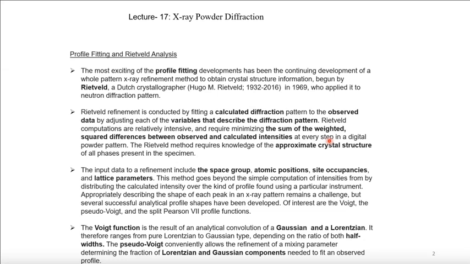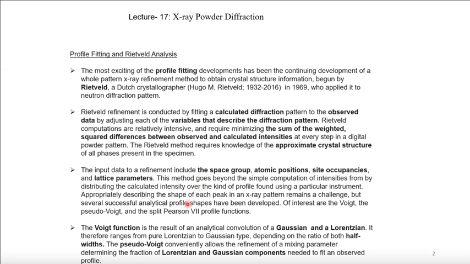What are the input parameters to do the Rietveld refinement? As I said, the approximate crystal structure information, and this includes the space group, atomic positions, site occupancies, lattice parameters, etc. With this information, with the trial and error method, we start fitting. And when we see that the goodness of fit is around 1 or so, we believe that the model and the observed data fit well, and we are rather satisfied with the results.